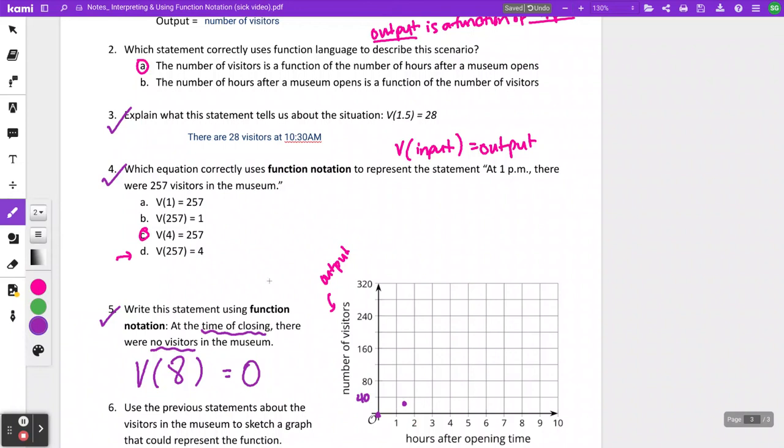So I got that. And then the next thing I know, at 4 hours after they've opened, or at 1 p.m., they have 257. So 4 hours after they open, they have 257 visitors. That's going to be around right here. And then by the time they close, they're down to 0. So 8 hours after they've opened, they are down to 0. So those are the 4 points I know. Well, I guess 3 points I know for sure, and I'm guessing they're starting with 0 visitors.